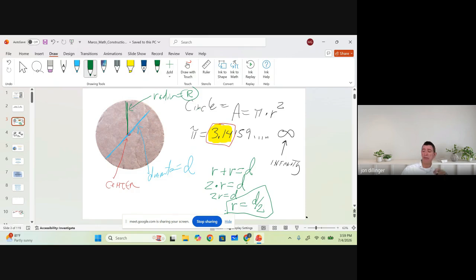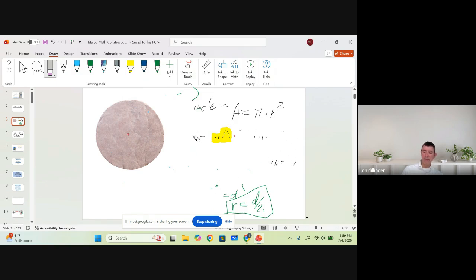circle. But now, let me erase this stuff here. Okay, so we have R is equal to that. Let's get this out of the way.